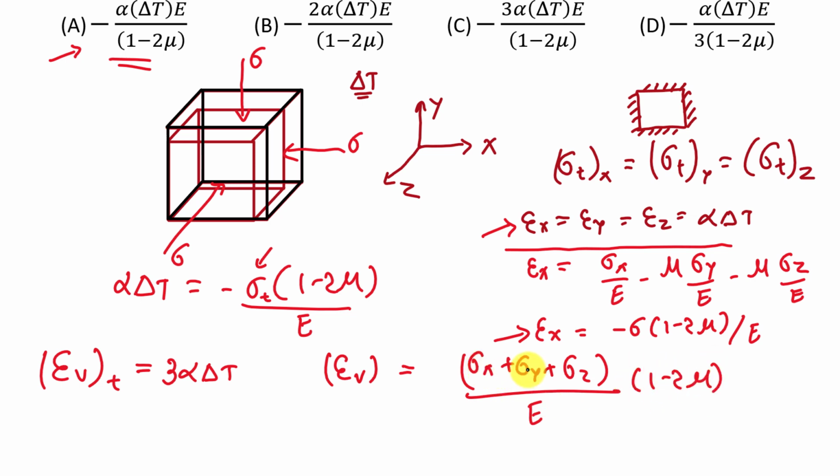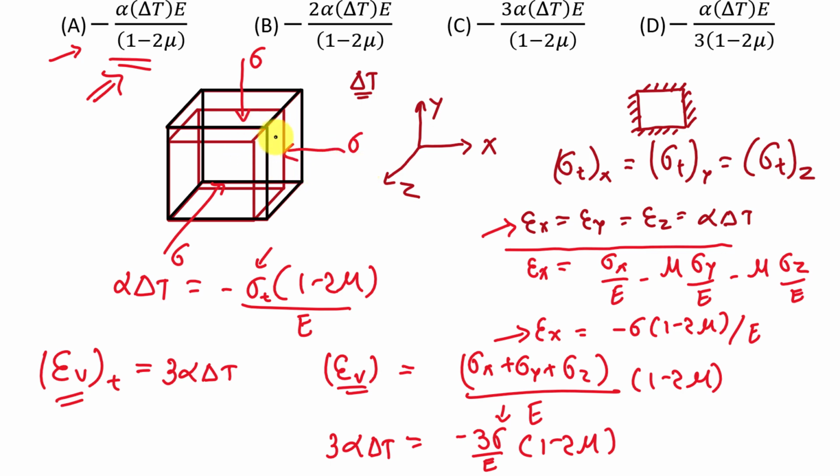And here we know that sigma x, sigma y and sigma z is same, that is minus sigma. So we can say that it is equal to minus 3 sigma divided by E into bracket 1 minus 2 mu. And this volumetric strain and this volumetric strain should be equal, right? Because after applying this compressive stress, this cube is going to regain its original volume. So we can compare these two values. It will be 3 alpha delta T. So from here we can also find this sigma, and from here you will also get this value. Fine.